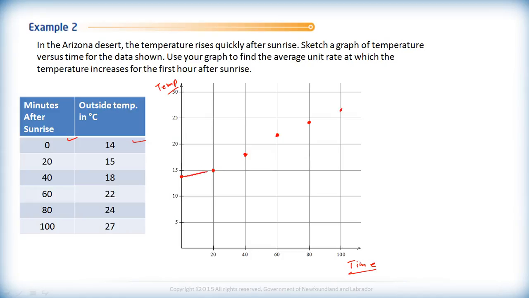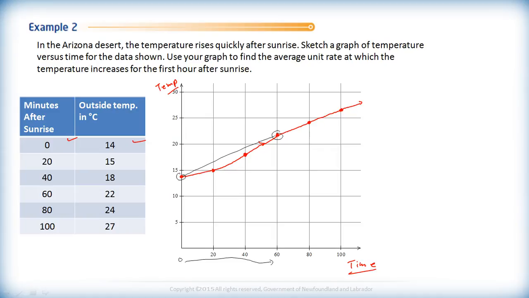So we could draw this. It's probably some kind of a curve that would go through these points. We can see it's not going to be a perfect straight line, but real world data seldom ever is. So what we have to do now is use our graph to determine, how do they put it? They want the average unit rate at which the temperature increases for the first hour. So the first hour is going to be from 0 minutes up to 60 minutes. So we're going to take these 2 points and find the slope of the line to get our average unit rate over that time.